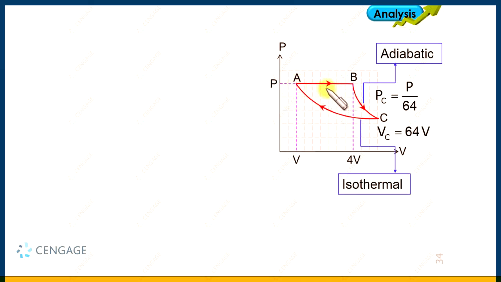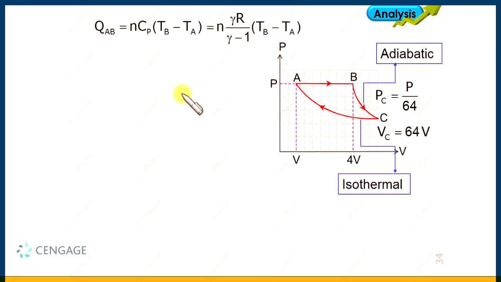A to B is an isobaric process, and for the isobaric process we can write the heat Q equal to n Cp delta T. Delta T means Tb minus Ta, and we know Cp equals gamma R divided by gamma minus 1, times Tb minus Ta, and n is the number of moles. We can further write this value as 3 by 2 multiplied by R, because gamma equals 3 by 2, that is 1.5, and this is 3 by 2 minus 1.